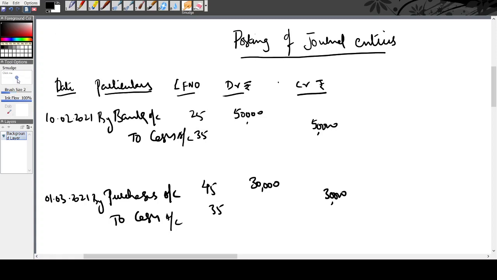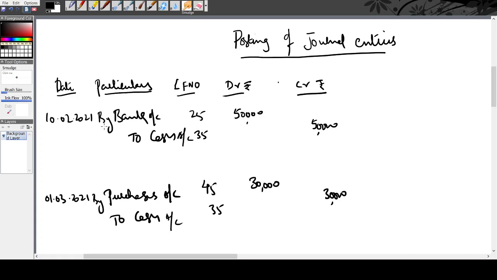In our earlier videos also we have learned how to post journal entries in ledger accounts. This is one more example we are going to take up so that we are able to better understand how to post journal entries into ledger accounts. I've already written some journal entries here. So there is a journal entry here.